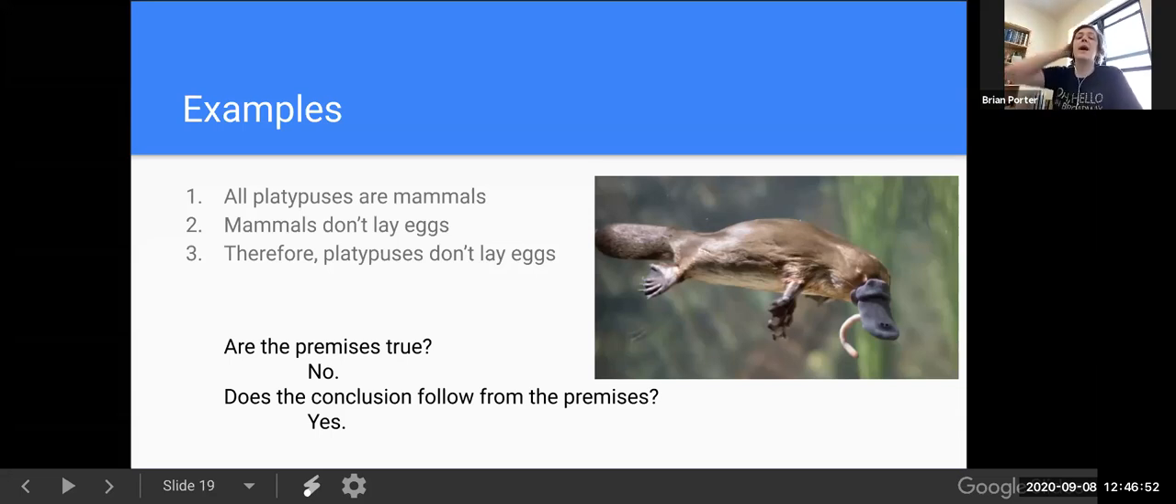But since we have one false premise, that's enough that we should reject the argument. And it's enough that even though the conclusion follows from the premises and one of the premises is true, the conclusion still might be false because we have one bad premise. We have one false premise. And in fact, the conclusion is false. Platypuses do lay eggs.